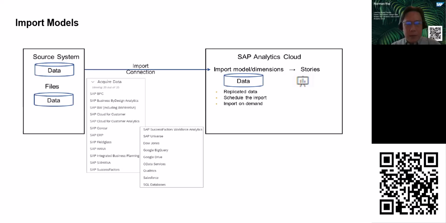And with the import models, we actually replicate data into SAC, and then we could also harmonize the data. We could do data wrangling, add additional calculations, and we could also combine data from other data sources in SAC. Okay, SAC is software as a service. Okay, with certain subscription services, you pay for only what you use. Okay, it's not a traditional on-premise license, so you have a lot of flexibility in terms of pricing. It is highly scalable.